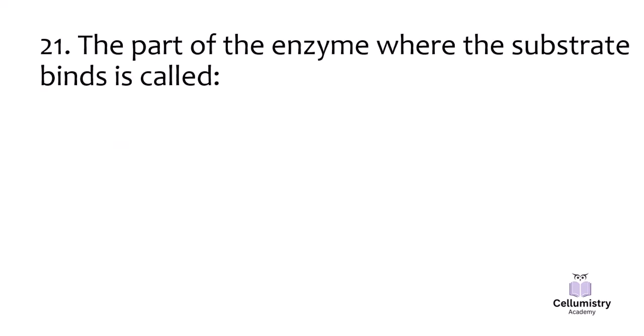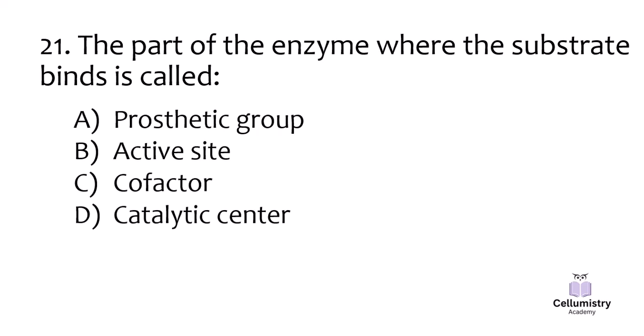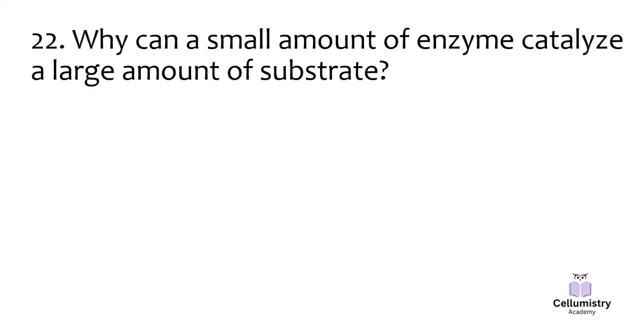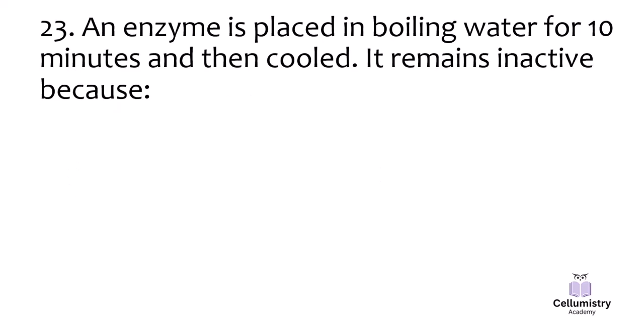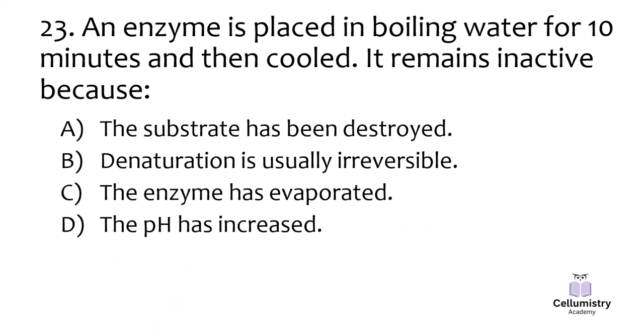The part of an enzyme where the substrate binds is called... Answer is B, active site. Why can a small amount of enzyme catalyze a large amount of substrate? Answer is B. Enzymes are not consumed in the reactions. An enzyme is placed in boiling water for 10 minutes and then cooled. It remains inactive because... Answer is B. Denaturation is usually irreversible.